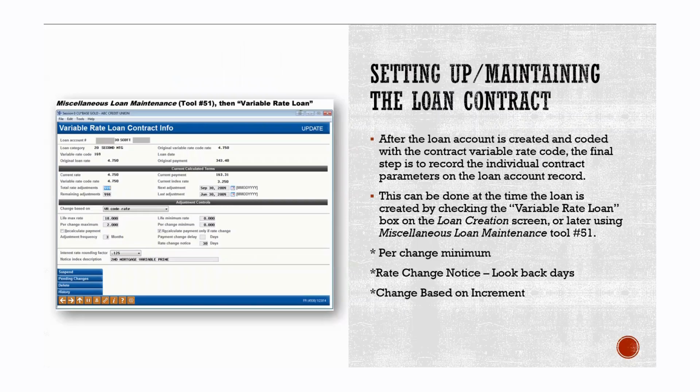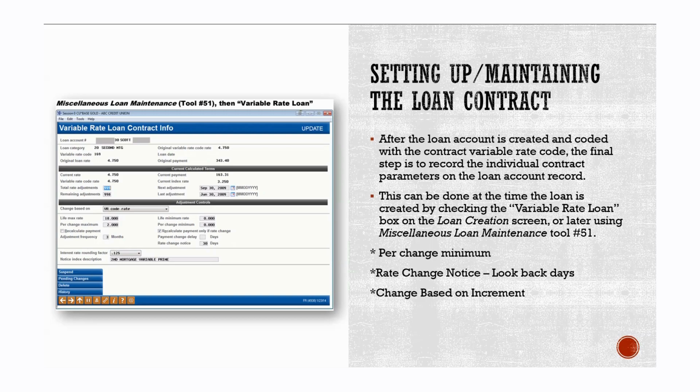So the rate change notice in this screen here under the adjustment controls, you will see it right here. The rate that's on your variable rate code 30 days in this sample prior to the next adjustment date, that is the rate it is going to assign to that loan.